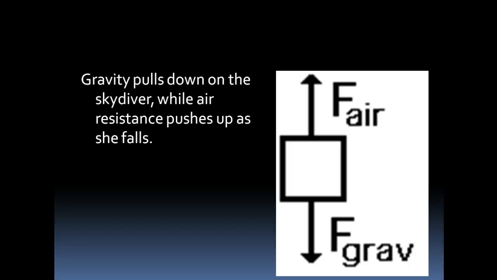Let's say a gust of wind came along and pushed upward and the skydiver went back up, then we would draw that force of air longer, and the skydiver would accelerate upward. Similarly, if all of a sudden all the air went out from underneath the skydiver, that force of air would get smaller and he would start accelerating towards the earth.